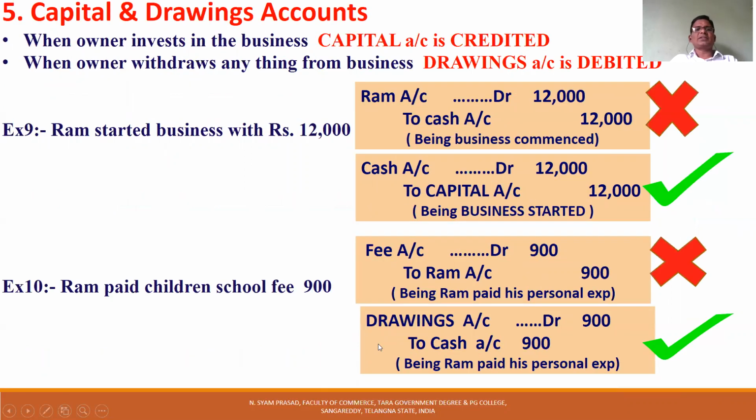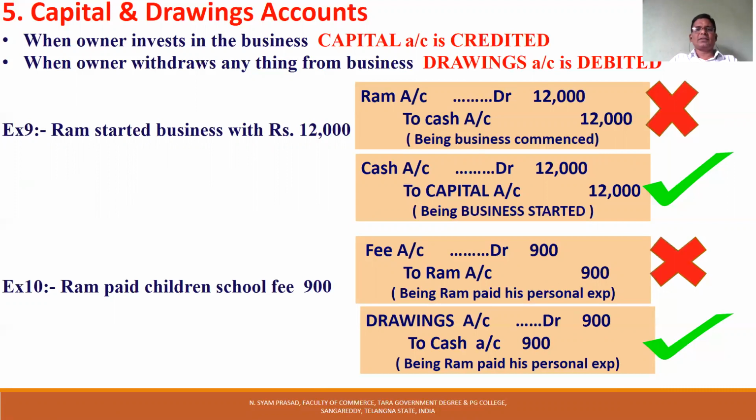Next, capital and drawings accounts. You know very well these two are personal accounts of the owner. When the owner invests, a capital account is created. When the owner withdraws anything from the business, the drawings account is debited. Capital account and drawings account are alias names of the owner. That's why both are known as personal accounts. This is a very important topic.